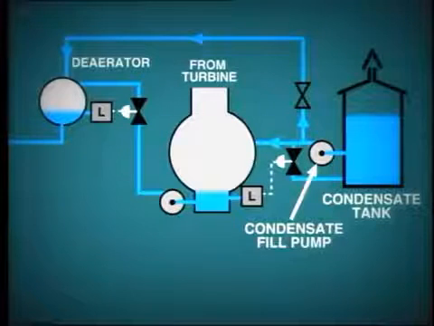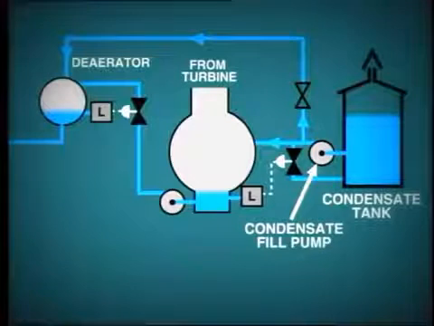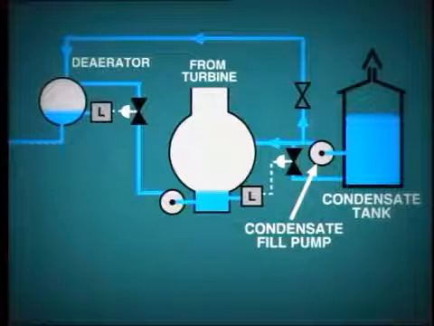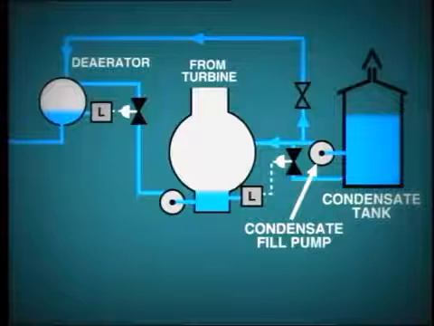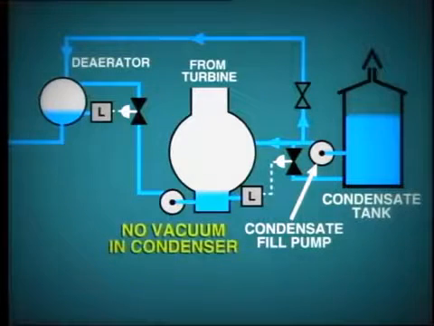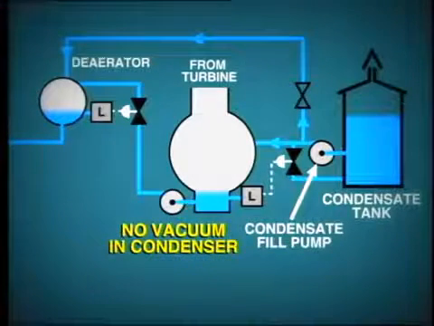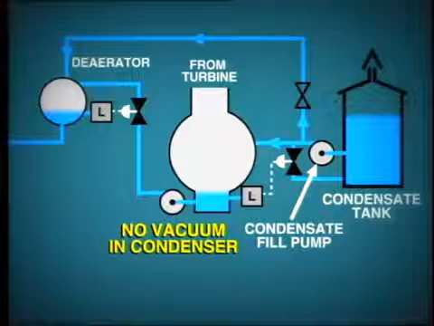One other important connection in the condensate system is from the condensate fill pump, which is located adjacent to the condensate tank. This fill pump provides sufficient pressure to allow us to add water to the de-aerator or the condenser when the unit is off load. In this condition, of course, there would be no vacuum in the condenser to draw water from the condensate tank. Now, at this point, let's turn our attention to the feedwater heaters.